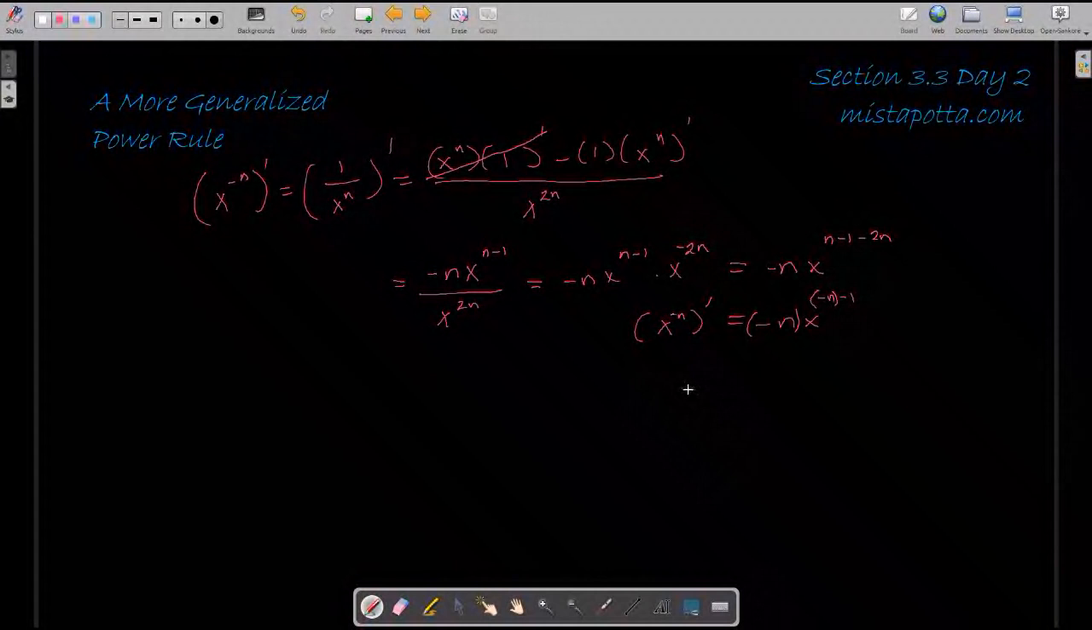So this power rule that we talked about, that we thought only worked for positive exponents, positive integral exponents, now in fact works for both positive and negative exponents.